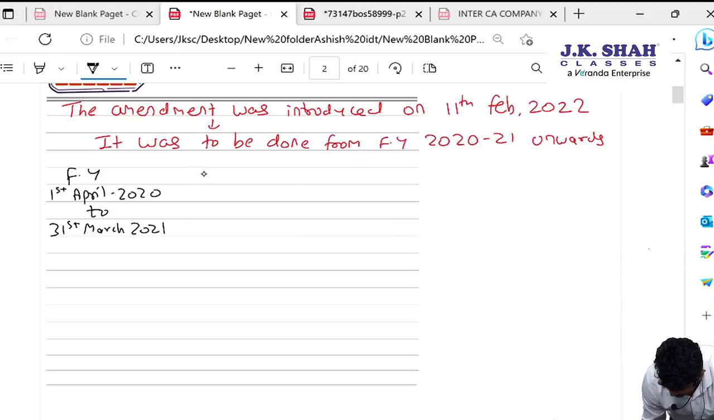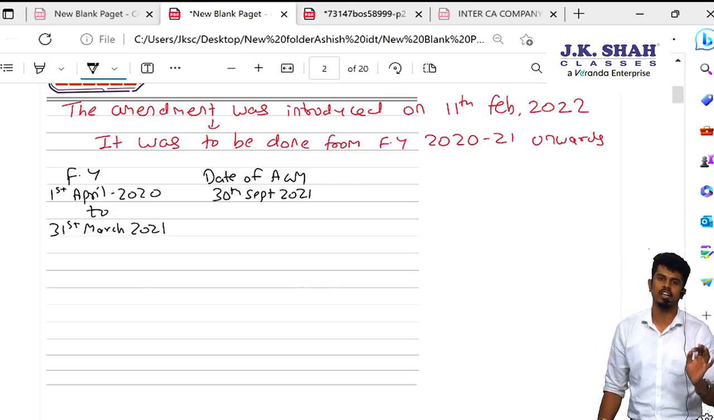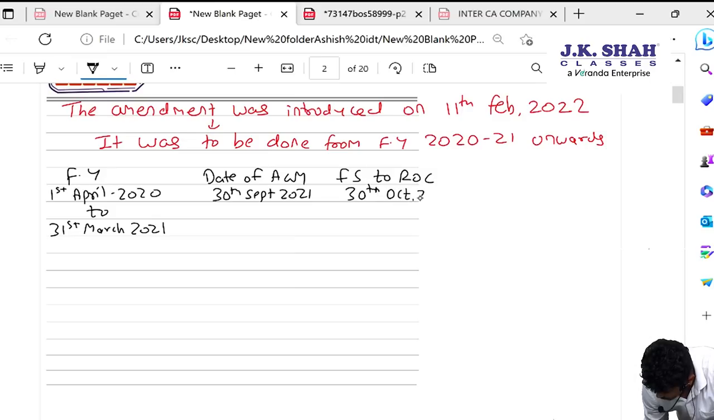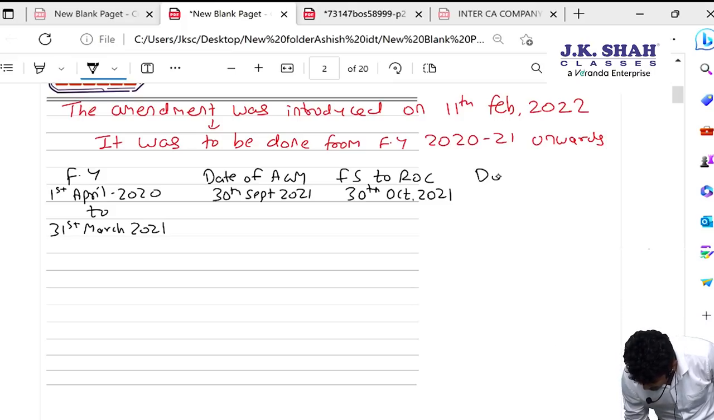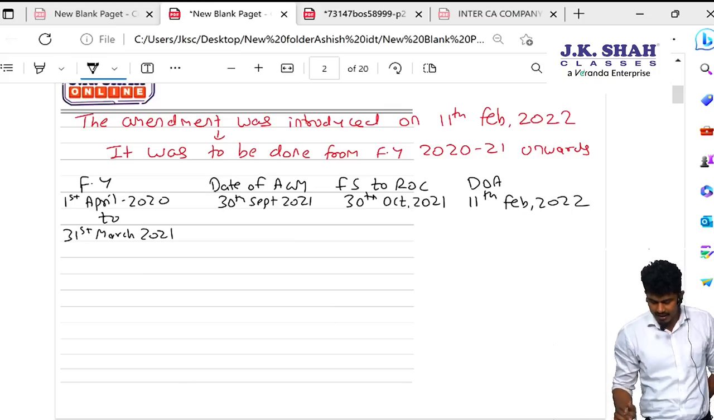Okay. So let us assume the date of AGM. Let us say the date of AGM is 30th September 2021. And if we are conducting AGM on 30th September, we will have to file the financial statement within 30 days of AGM. That means the financial statement to ROC will be given latest by 30th October 2021. And what is the date of amendment? DOA is date of amendment. Date of amendment is 11th February 2022.